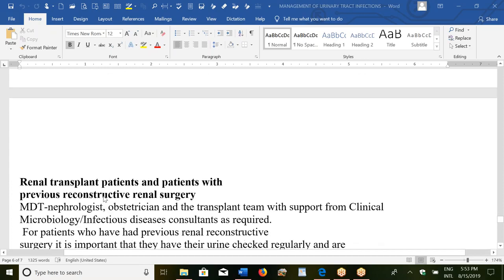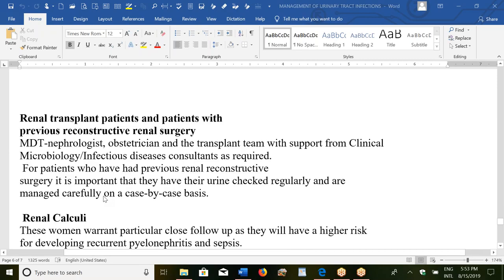Then you can come across special conditions, situations where you will have to decide for the patients. Like they can give you a patient with a renal transplant and patients with previous reconstructive renal surgeries.